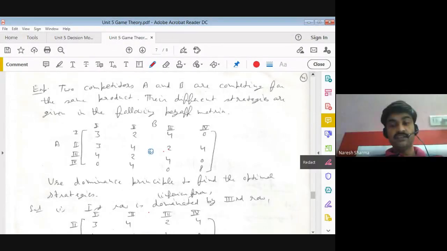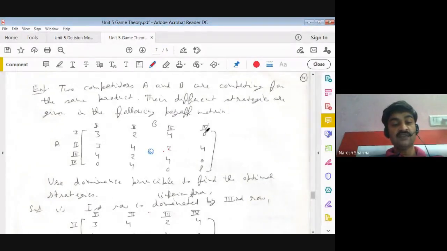So next example is your two competitors A and B are competing for the same product. Their different strategies are given in the following payoff matrix A and B. So A has four options and B also has four options, that is a 4 cross 4 matrix.